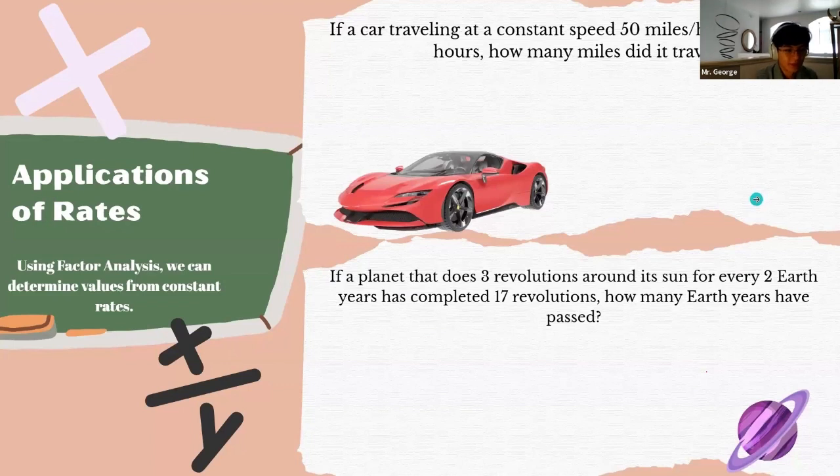All right, applications of rates. If we use factor analysis, we can determine values from constant rates. So here are some very important application questions. If we have a car traveling at a constant speed of 50 miles per hour and it drove for 3 hours, how many miles did it travel? Does anyone have any idea on how to approach this situation? Any notes that you want to say on the car? You guys have any suggestions on how to solve this?